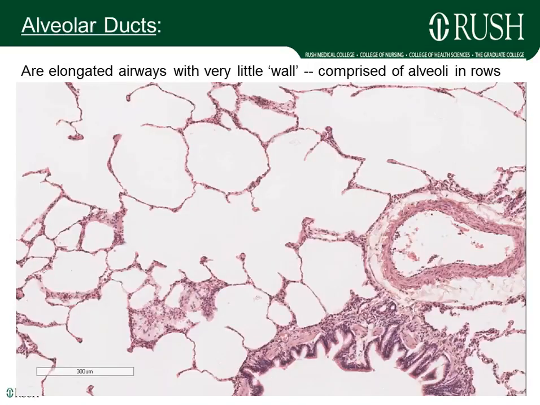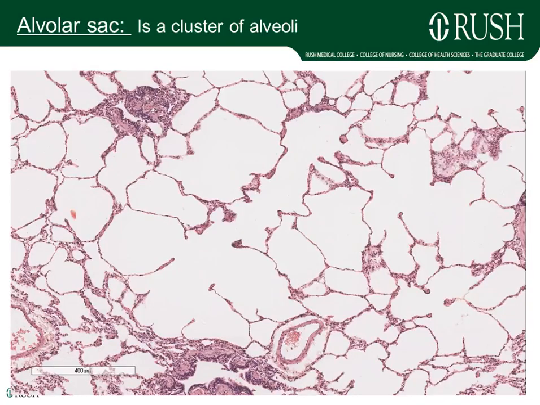So what are alveolar ducts? Alveolar ducts are elongated airways with very little wall. Basically, alveoli. It's like walking down a hallway with cubicles on either side of you. That is an alveolar duct. Alveolar sacs are a cluster of alveoli. So it's like a large open space, like a cul-de-sac, where there's houses all around the circle, so to speak. So that is an alveolar sac.